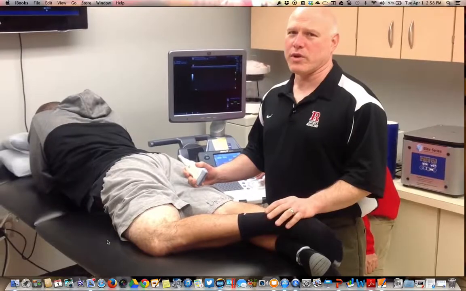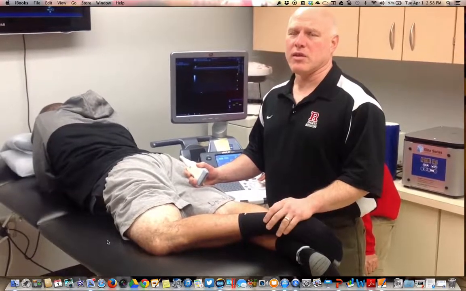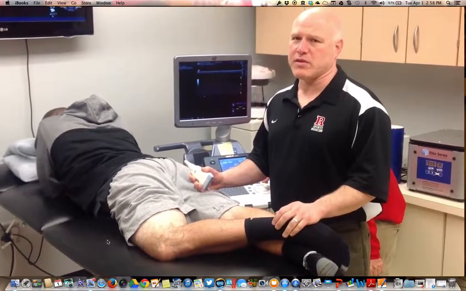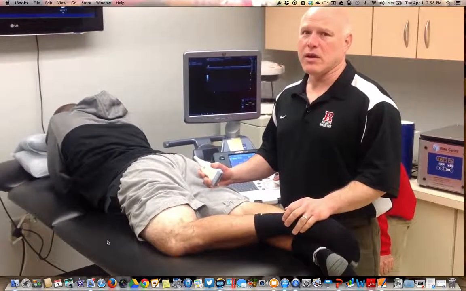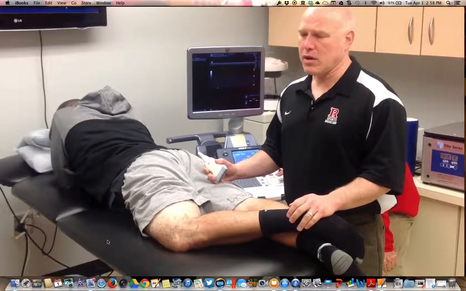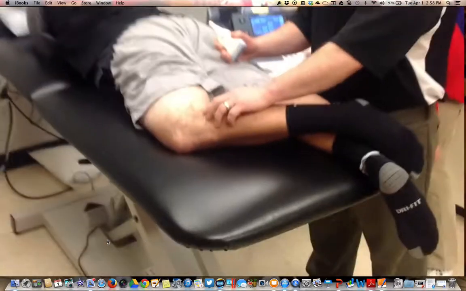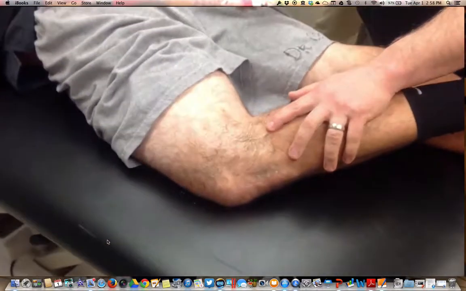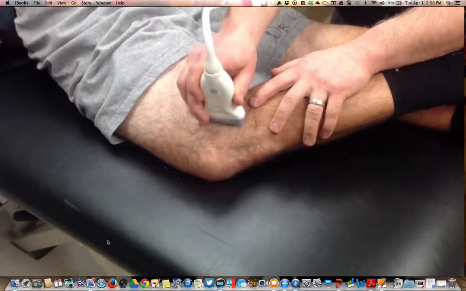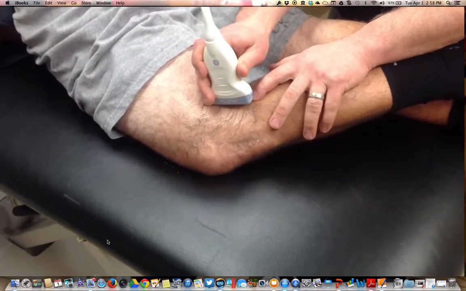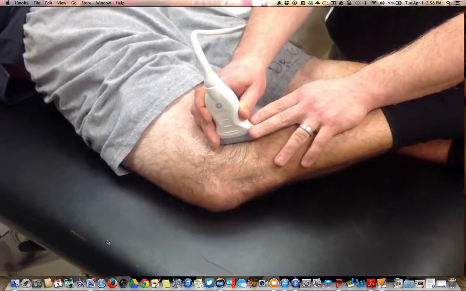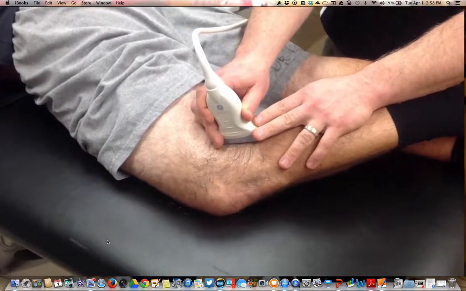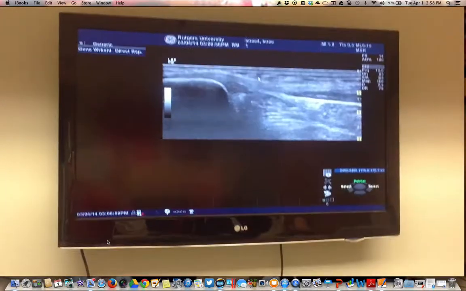The next structure we want to look at is going to be the biceps femoris and its attachment into the fibula. We're going to take the same position we just used to find the lateral collateral ligament and place the probe again over the fibular head. This time we're going to point towards its ischium. So place the probe in a longitudinal approach over the fibula, 1/3, and point towards the ischium, and you will see the bicep tendon coming in to attach at the fibular head.